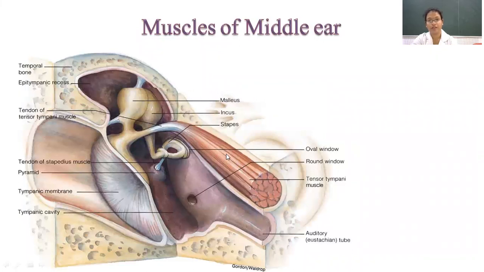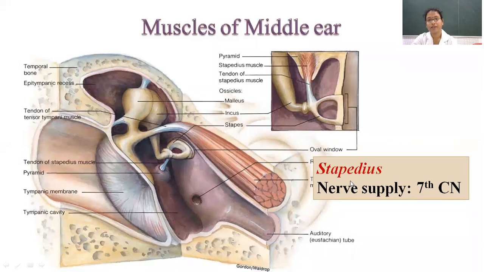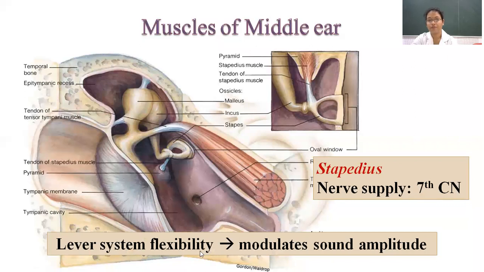Now coming to the muscles of the middle ear. There are two important muscles. The first is the tensor tympani, this one. This tensor tympani anchors the malleus to the middle ear, and it is supplied by the trigeminal nerve. The next important small muscle is the stapedius, which is supplied by the seventh cranial nerve. This anchors the stapes to the middle ear. The muscles and the ossicles form a lever system which is quite flexible to modulate the sound amplitude.